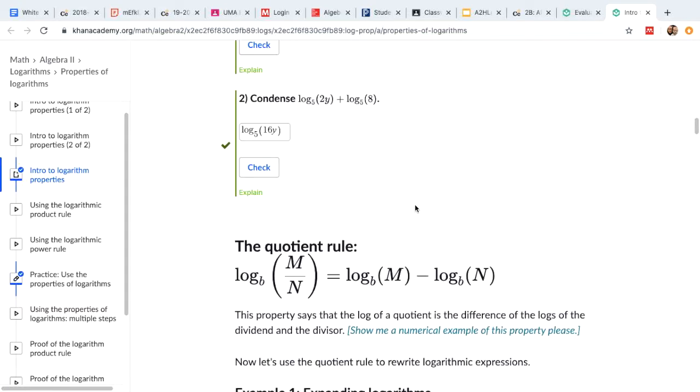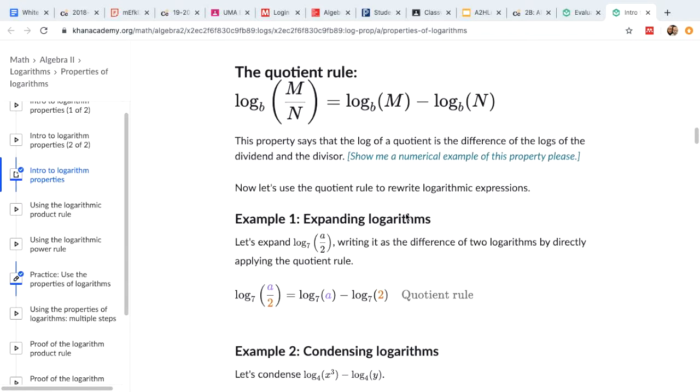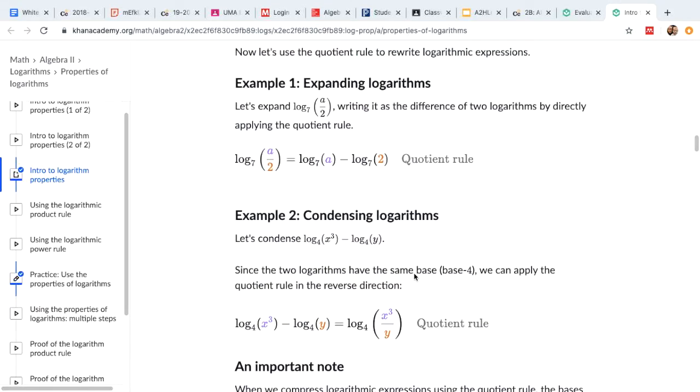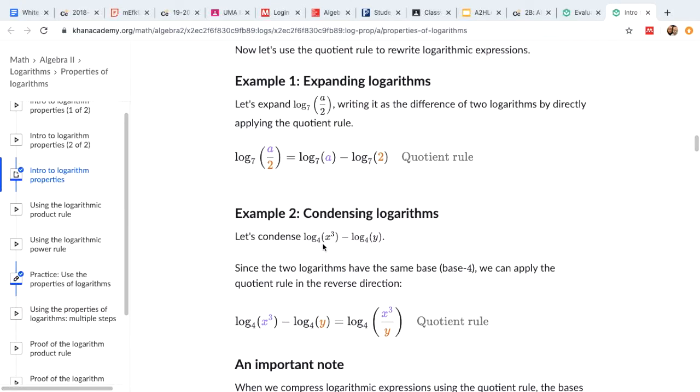Now the quotient rule works almost exactly the same. If you're asked to expand it, you're going to put your numerator as the first piece. You have to keep the logs and the bases the same, and your denominator is going to be what is subtracted from it, okay? If you're asked to condense it, you need to make sure you write your fraction or your division in the correct order. So if we have log base 4 and log base 4 and they're being subtracted, I can combine them. I'm going to do x to the third over y, okay, x to the third over that y.